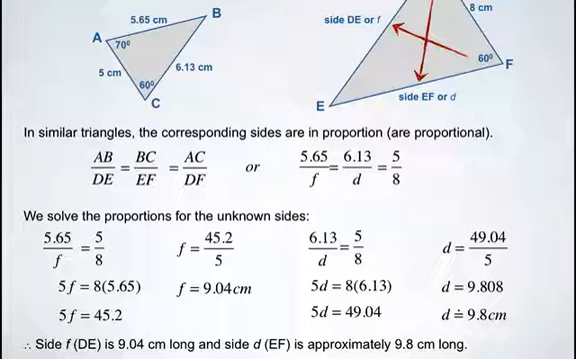So we can say that side f, which we know to be DE originally in the diagram, is 9.04 centimeters long, and side d, which we originally illustrated as being side length EF, is approximately 9.8 centimeters long.